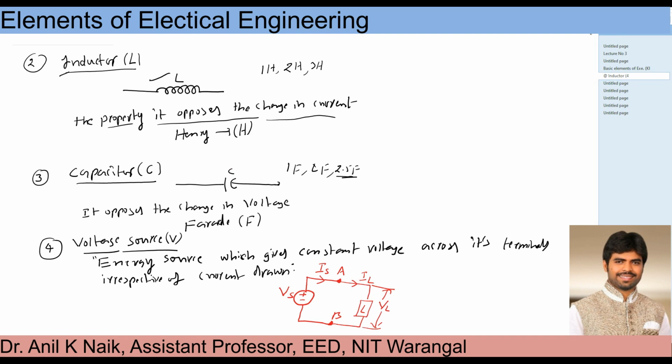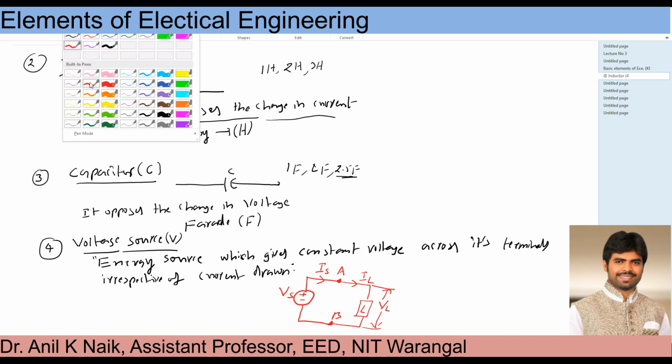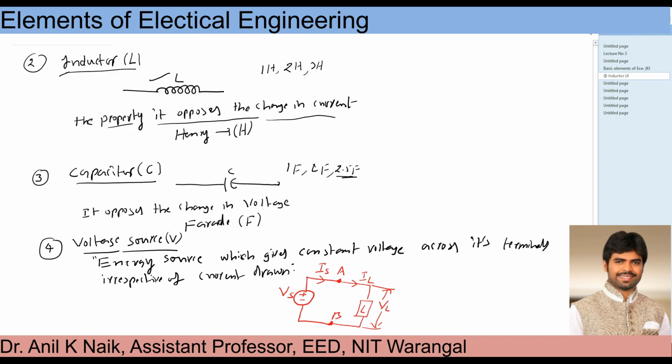So my statement here is that my voltage source has to provide a constant voltage at these particular terminals, irrespective of the current drawn. Whether my load is drawing current in any manner, my IL can change, maybe 2 amperes, 3 amperes, or whatever it is. But irrespective of my current variation, the voltage maintained between these two terminals should be the same. That is the meaning of the voltage source.